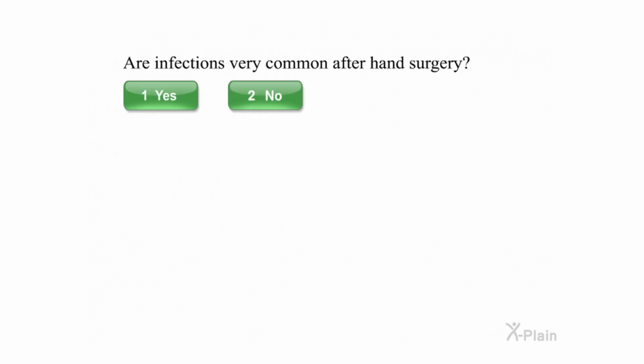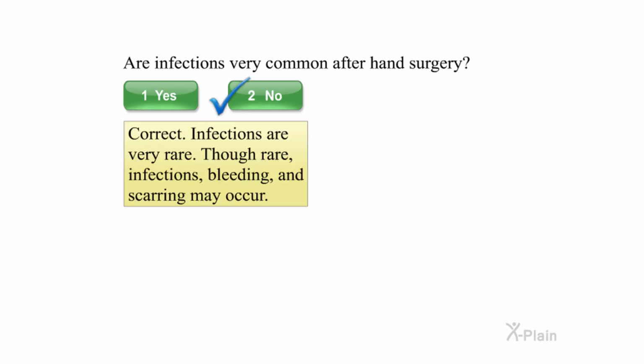Are infections very common after hand surgery? Select yes or no. Correct. Infections are very rare. Though rare, infections, bleeding, and scarring may occur.